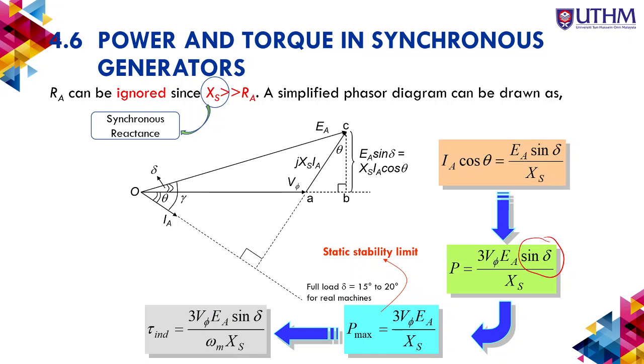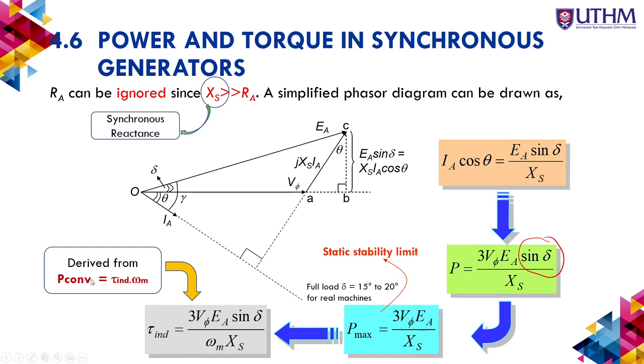Okay, so this is the induced calculation, the equation for the induced. So this one is derived from the P conversion. So you boleh tengok balik lah kat belakang slide yang sebelum ni. So you just rearrange je. Sebenarnya you rearrange je, you akan dapat semula lah. Okay, you akan dapat semula equation tersebut.